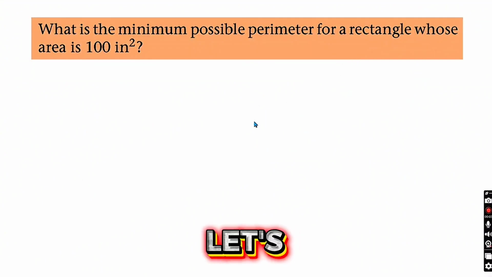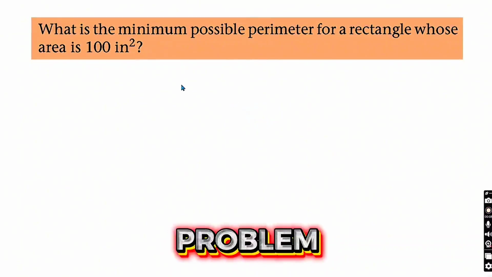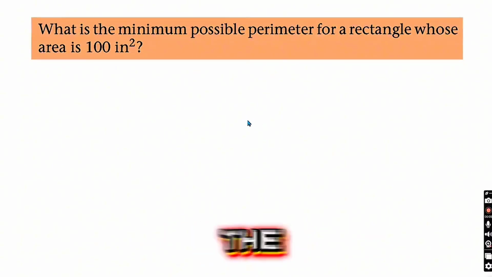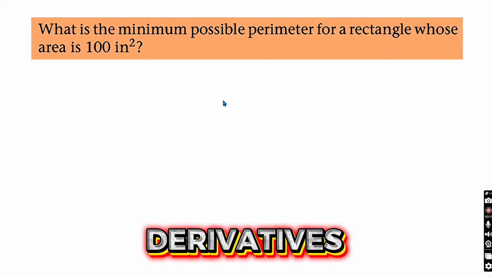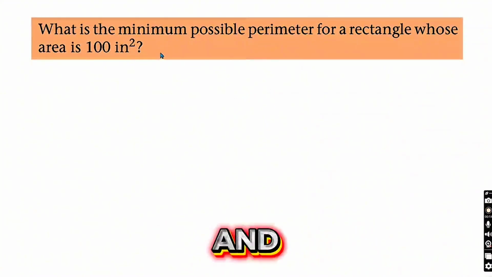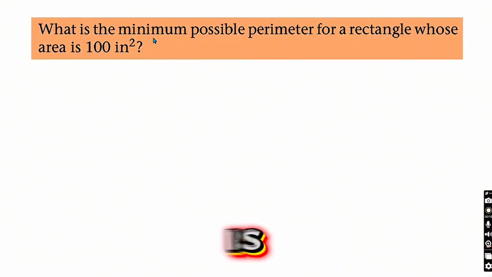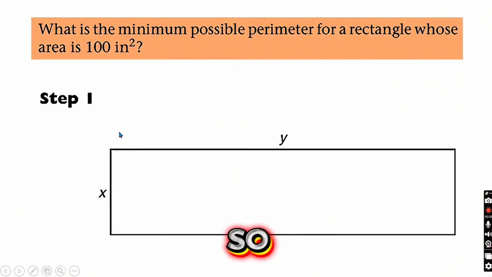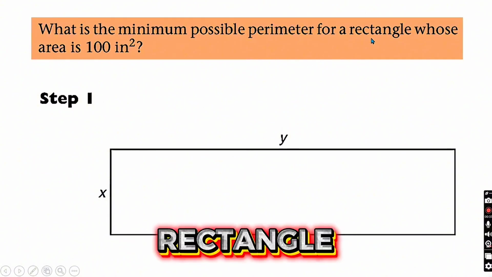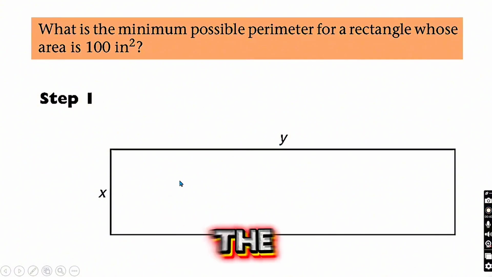Got it? Let's have another word problem, and it's still under the application of derivatives in calculus, and the focus of this is the minimum. The problem is, what is the minimum possible perimeter for a rectangle whose area is 100 square inches? So let's solve. For the first step, the same thing, we need an illustration. Since we are still dealing with a rectangle, we have the length and the width.